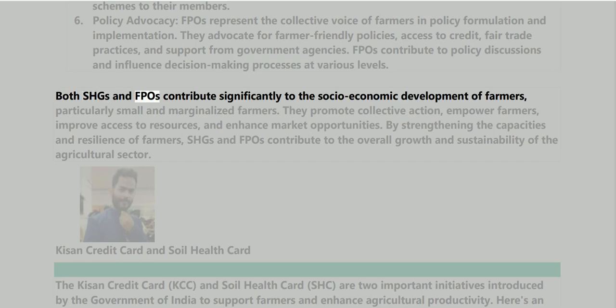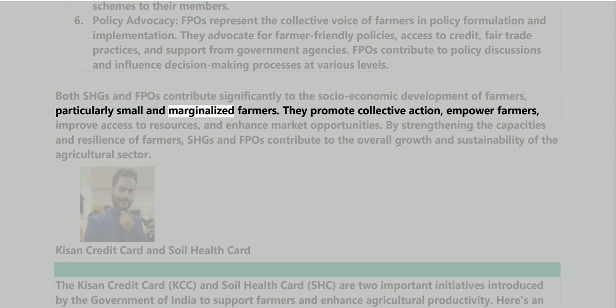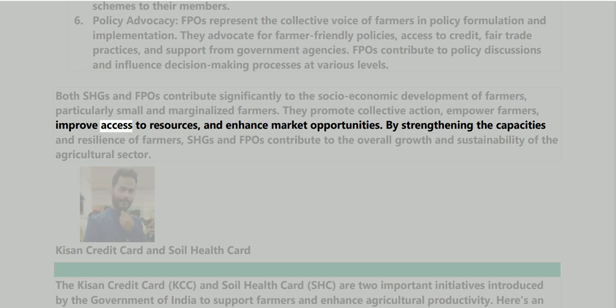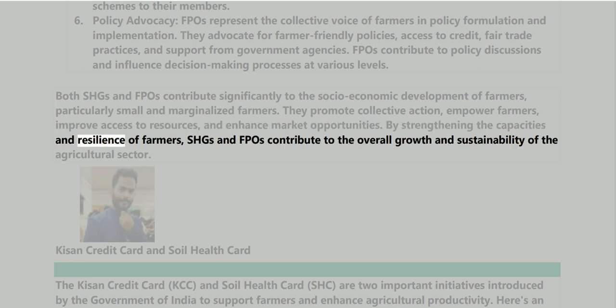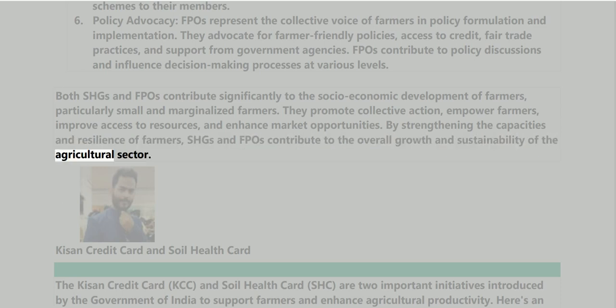Both SHGs and FPOs contribute significantly to the socio-economic development of farmers, particularly small and marginalized farmers. They promote collective action, empower farmers, improve access to resources, and enhance market opportunities. By strengthening the capacities and resilience of farmers, SHGs and FPOs contribute to the overall growth and sustainability of the agricultural sector. Kisan Credit Card and Soil Health Card.